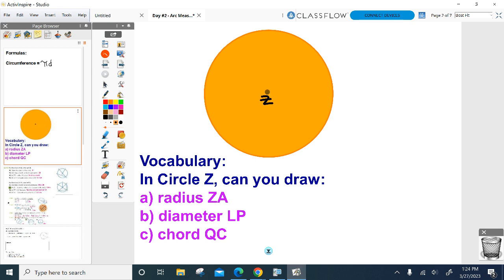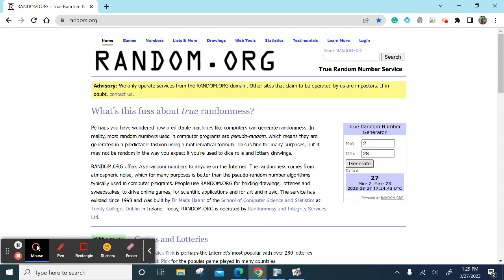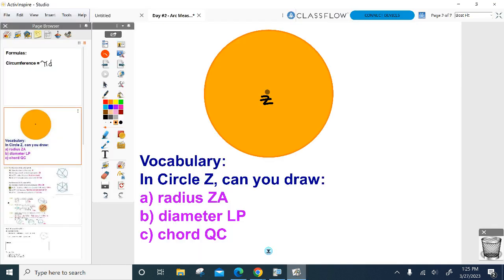All right, let's go to the vocab now. Describe how you would draw in radius ZA, please. Radius ZA. Describe to me how should I draw this? From the center point to the outside. To the end point on the circle. Somewhere on the circle. Okay, somewhere on the circle. Here you go. Here's a radius, ZA. Got to come from the center, though.